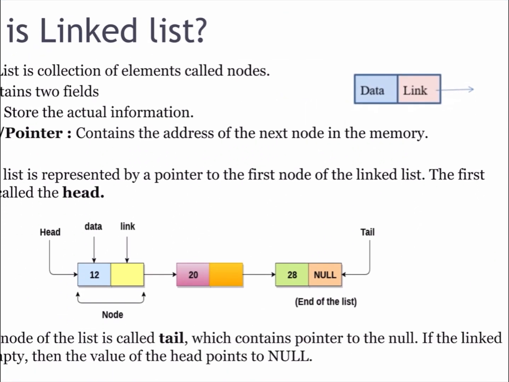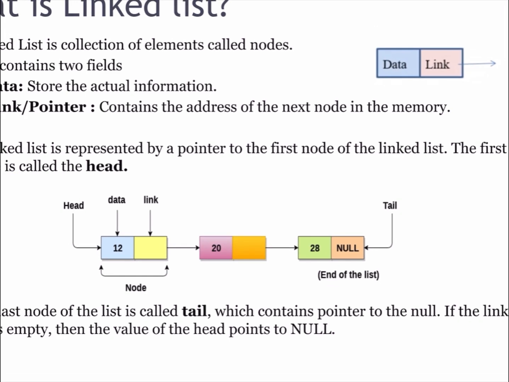And here we are using two terms, head and tail. Head points to the first node of linked list and the tail is the last node of linked list. If the linked list is empty, then the value of the head points to null and the tail node always points to the null, which means it is the last node.